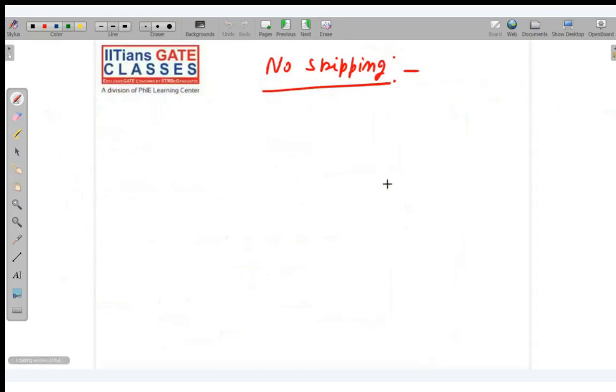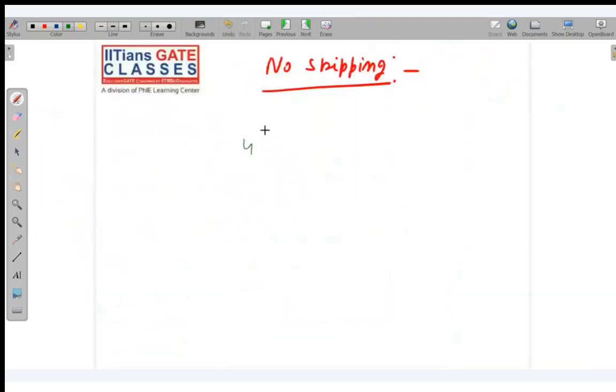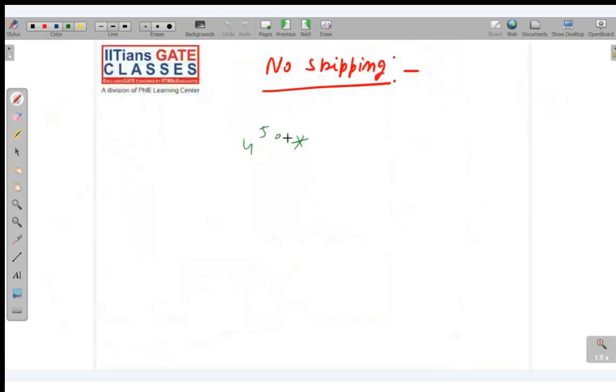So if no skipping is there, then very simple. So just subtract 1, 1. So 5 minus 1 will be 4. So 4 power 50. And here 16 choices were there, na? 16. So I will skip 1 because 4C0 is 1 only. So I will skip 1. That is 15 power 10.